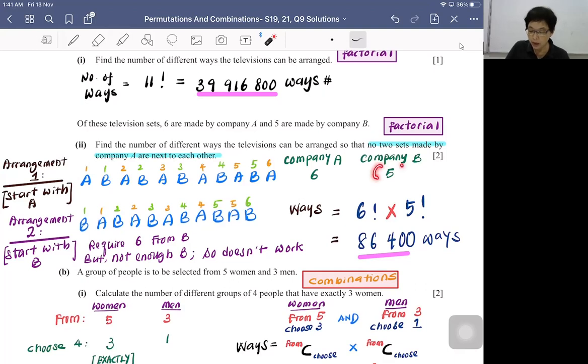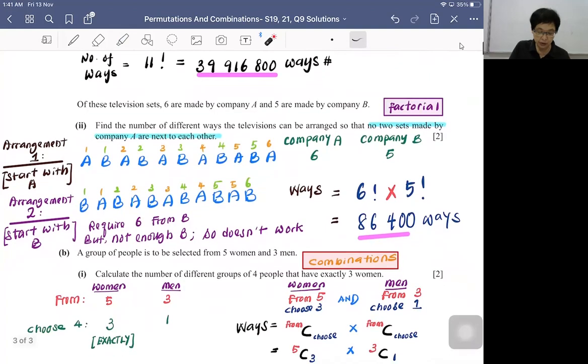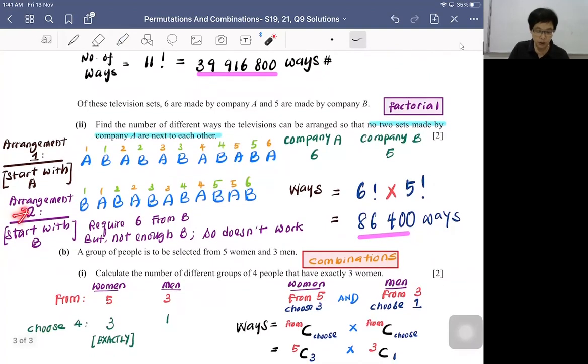Then, do you have enough? Yes, most certainly you have enough. So arrangement 1 seems to work. Let's consider arrangement number 2. When you start with B, how many B do you need? 1, 2, 3, 4, 5, 6. For this arrangement, you will require 6 televisions from company B.